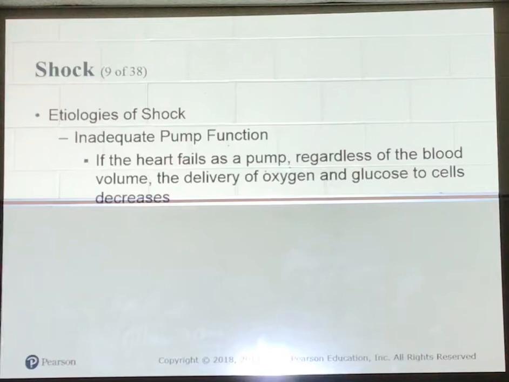Inadequate pump function. The heart is the pump responsible for generating the force necessary to move the blood through the body. If the pump fails, regardless of the blood volume, the delivery of oxygen and glucose to the cells will decrease.